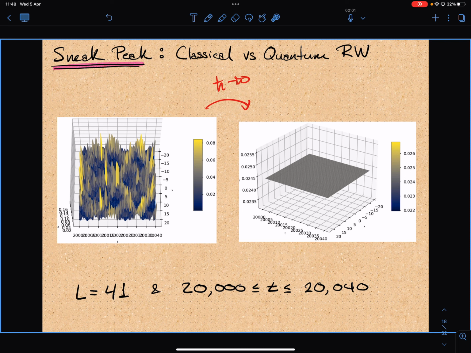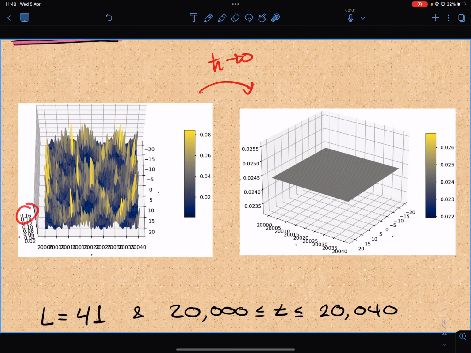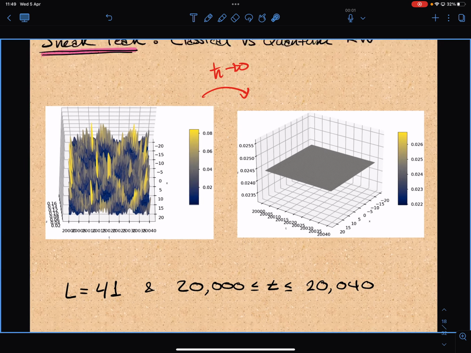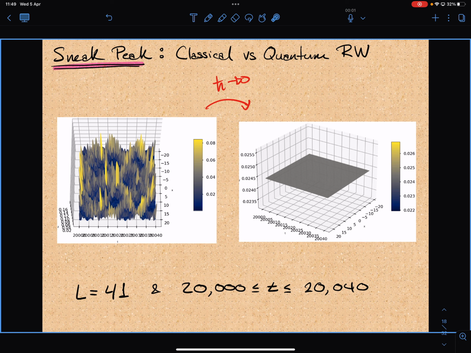And you can see the scale here. This is flat. And the scale here goes from 0.16 to 0.02. So these fluctuations are significant. They're not very small. So this is a sneak peek into some of the things that we'll be considering. We're going to set up the quantum theory, the postulates, so that we can start analyzing systems like this. And that's class.